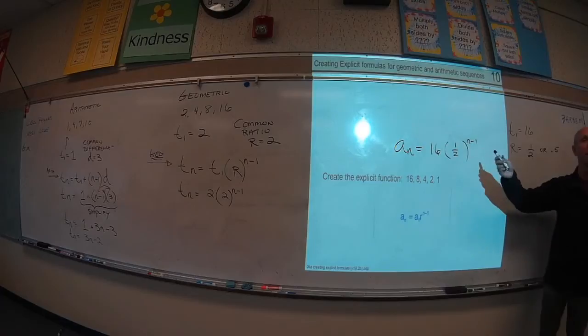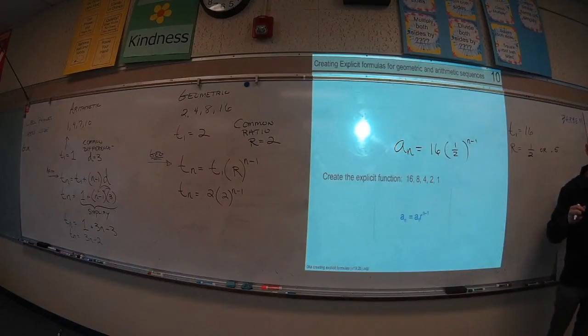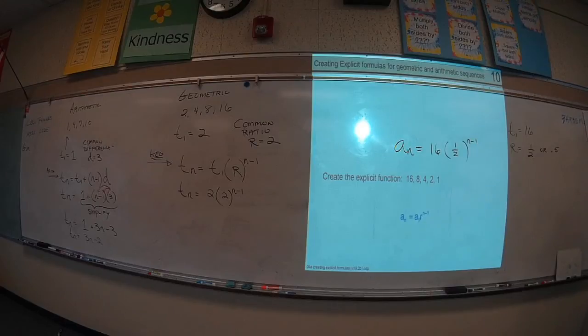This is the formula for it. Please get out your calculator and hold it up. Okay, we're going to do some exponents on these calculators.